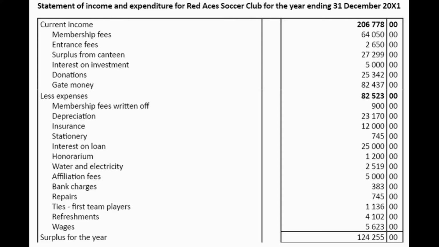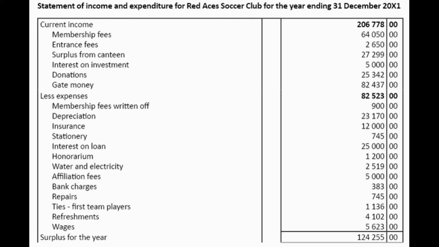Honorarium, there was also an adjustment for honorarium. I think it was expenses accrued was 700. The amount that you've paid was 500. So the total that you transfer to income and expenditure is 1,200. Okay. Water and electricity, let me just see, 2519. There was no adjustment, so you get that amount straight from your statement of receipts and payments.